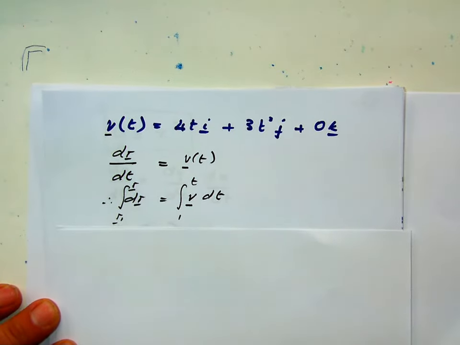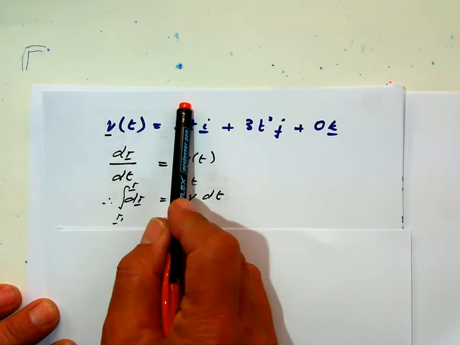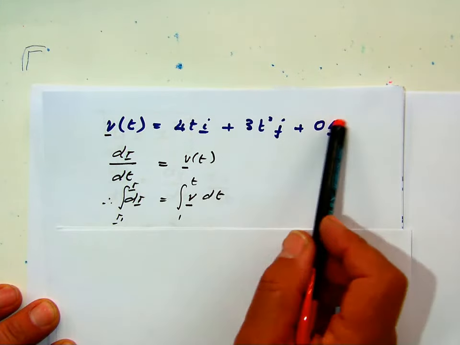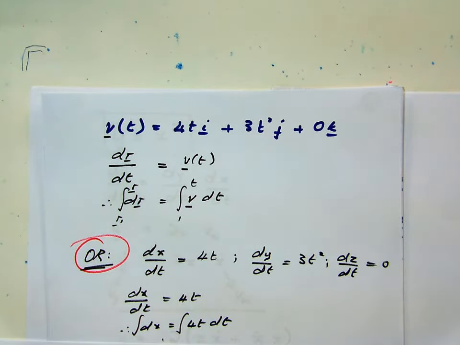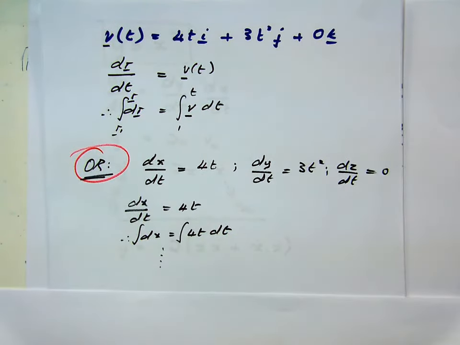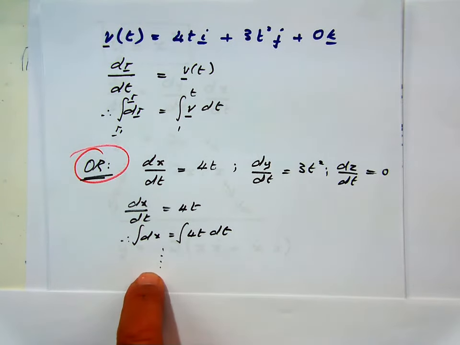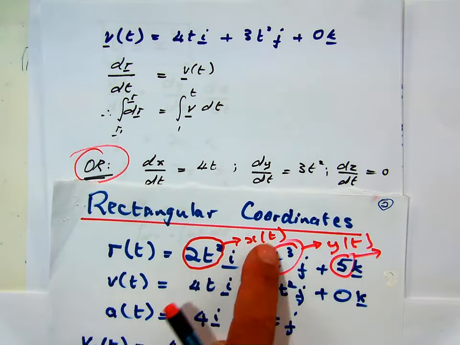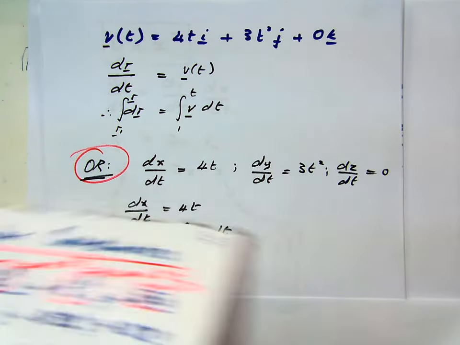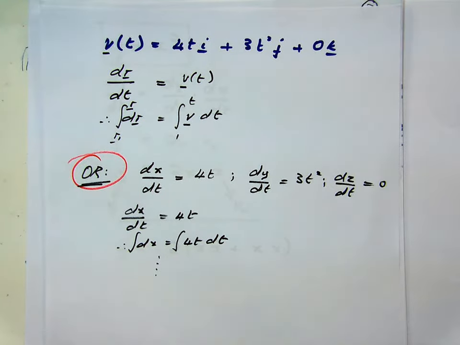Or actually, an easier method is to take this component and integrate that, and then separately take that component and integrate that, and separately take that one. So you can say dx/dt is 4t. That's much easier to integrate. And then dy/dt is that one, and dz/dt is 0. And then, of course, dx/dt is 4t, so the x is that, etc. And from there you can work out the x component of the r vector. So you should get here that 2t squared. And for the dy/dt, you should get that one. Okay, so just remember that.